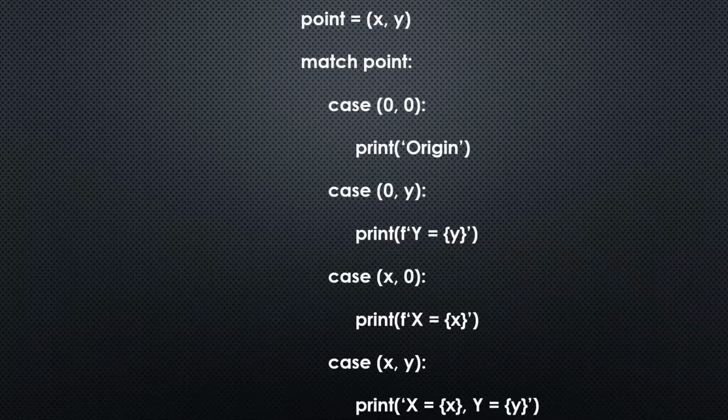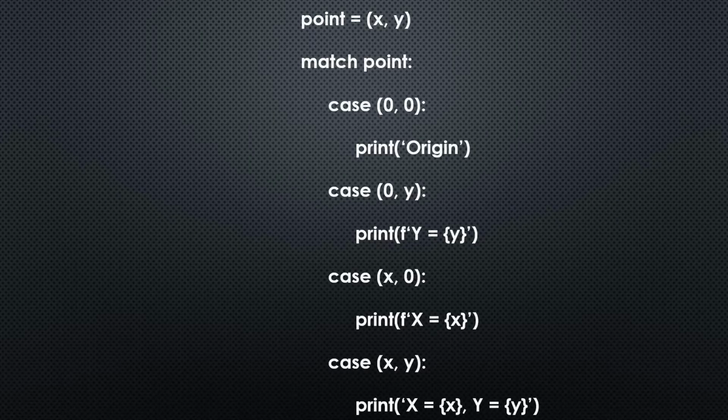We have 4 cases. In the first, if it's 0, 0, then the point is our origin, and therefore we print origin. Else, if we have 0 as our x value and another y value, which in this case could be any value, then we print y equals that y value.